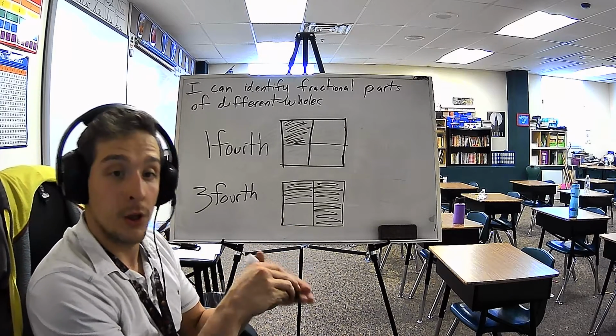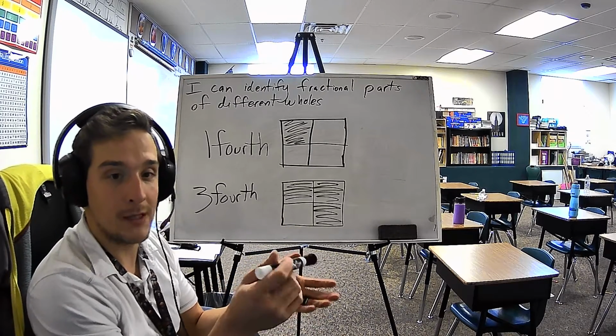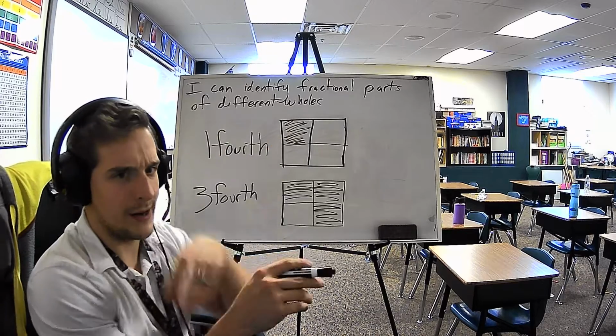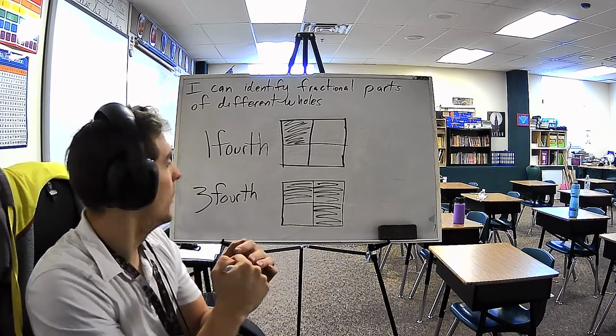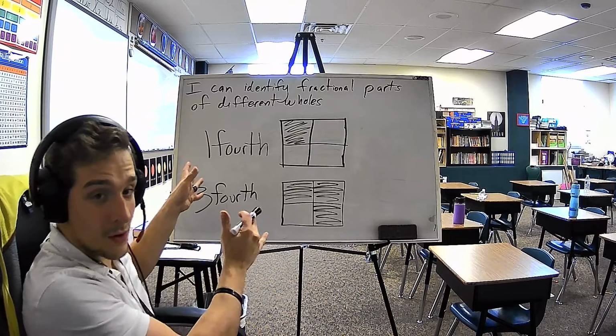Because 3 pieces of 4 is 3 pieces of 4. Doesn't matter where it is. One remaining piece is one remaining piece. So kind of keep that in mind. So that's kind of what we're going at.